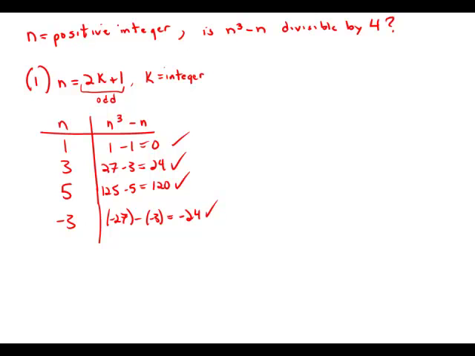So here we have a pattern that works, and it looks like knowing that n is odd is sufficient to answer the question. So statement number 1 is sufficient.